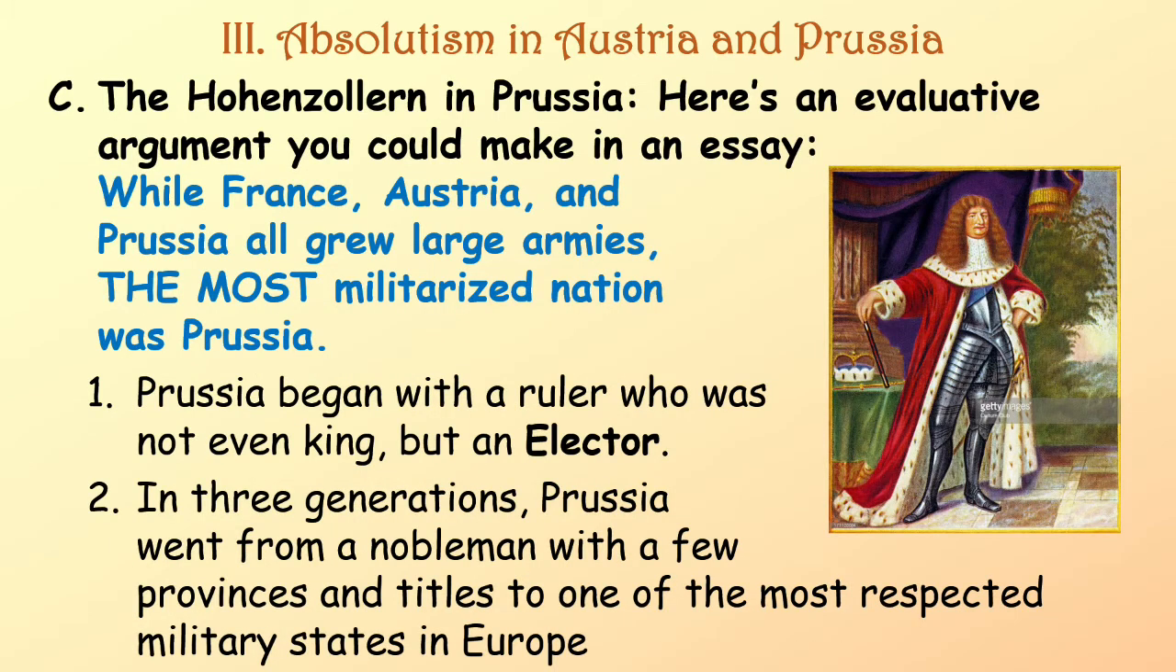The Hohenzollern in Prussia. Here's an evaluative argument you could make in an essay. While France, Austria, and Prussia all grew large armies, the most militarized nation was Prussia. Prussia began with a ruler who was not even a king, but an elector. And in 3 generations, Prussia went from a nobleman with a few provinces and titles to one of the most respected military states in Europe.